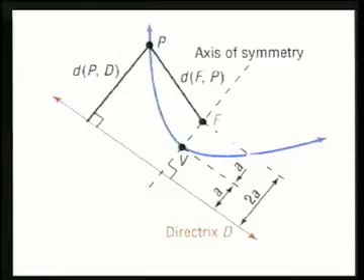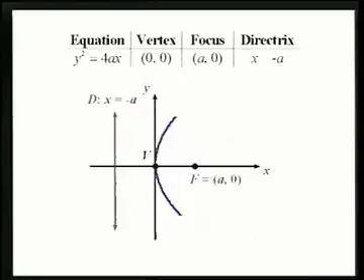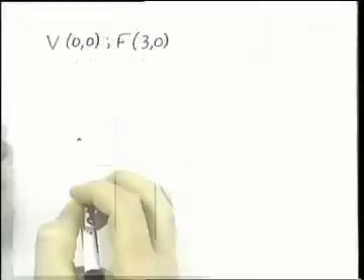From this definition, we can get equations of a parabola. In particular, if we have a parabola that opens to the right, the equation is given as y squared equals 4ax. The vertex of the parabola is located at the origin. The focus is located at the point a, 0. The equation of the directrix is x equals -a. Let's look at an example.